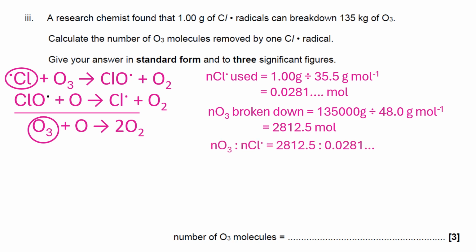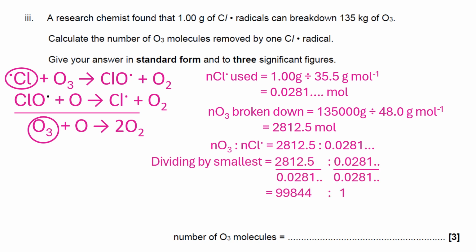So there's a ratio between those two numbers. Now, as always, you can turn a ratio that's not in whole numbers into a whole number ratio by dividing through by the smallest. And that gives us 99,844 to 1. So in other words, that means there's 99,844 ozone molecules that are removed by 1 chlorine radical, because obviously it can go back and do the same process a number of times because it's catalyzed. It's a catalyst, so it's regenerated at the end. But they want it in standard form and 3 sig figs. So therefore that means it's 9.98 times 10 to the power of 4.